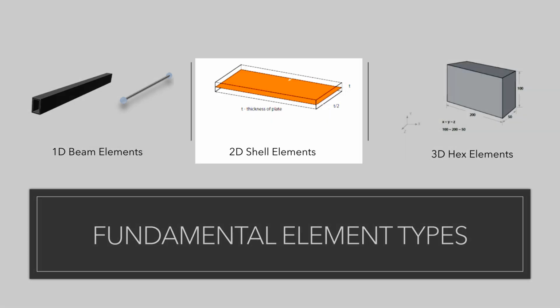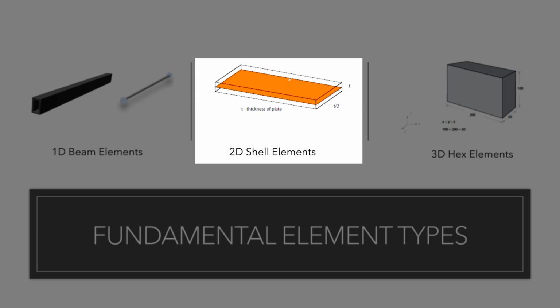The second one is the 2D shell element. This is usually used to model geometry that has constant thickness throughout. For example, sheet metal and injection molded parts.